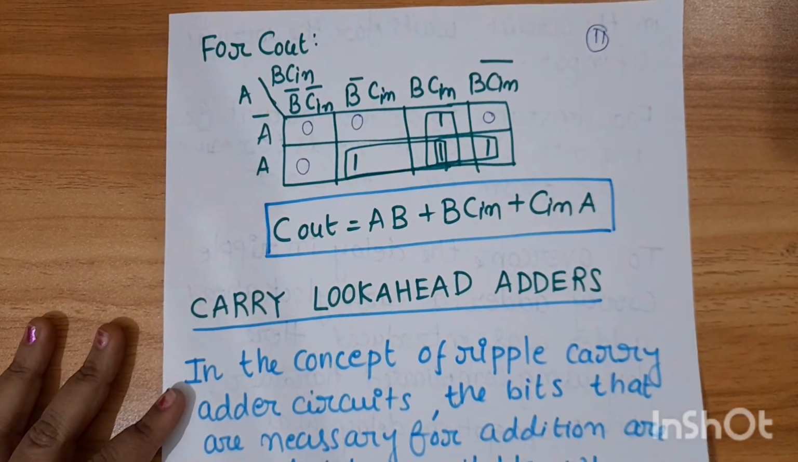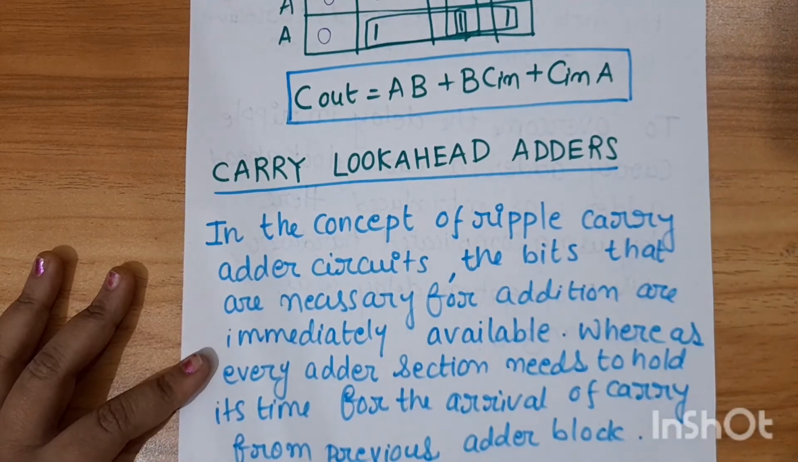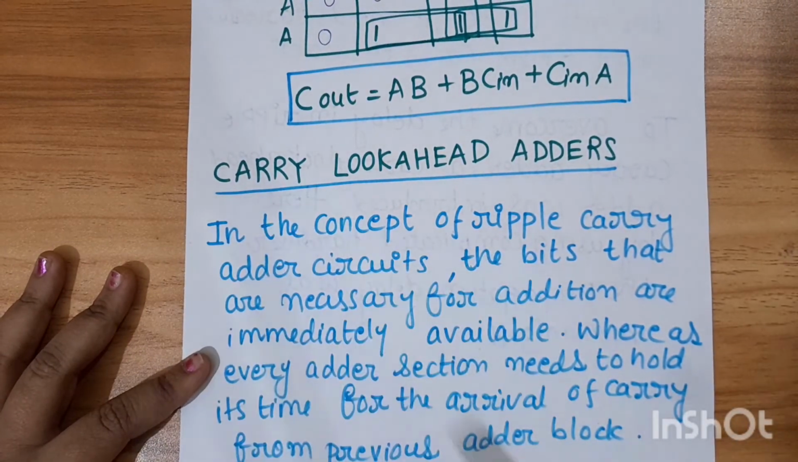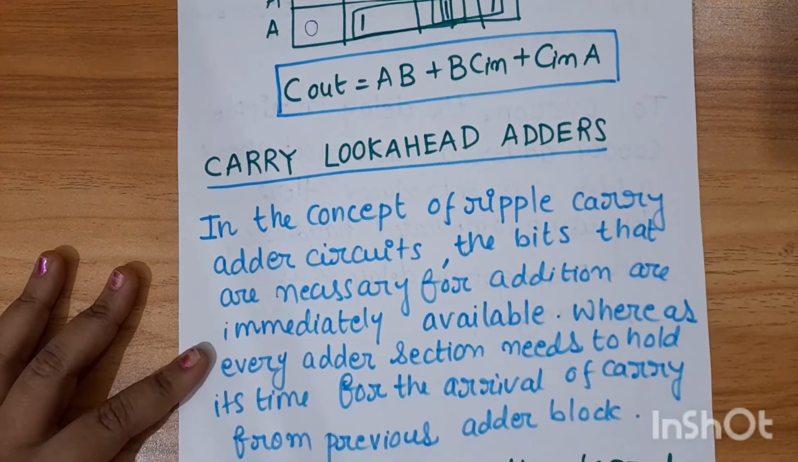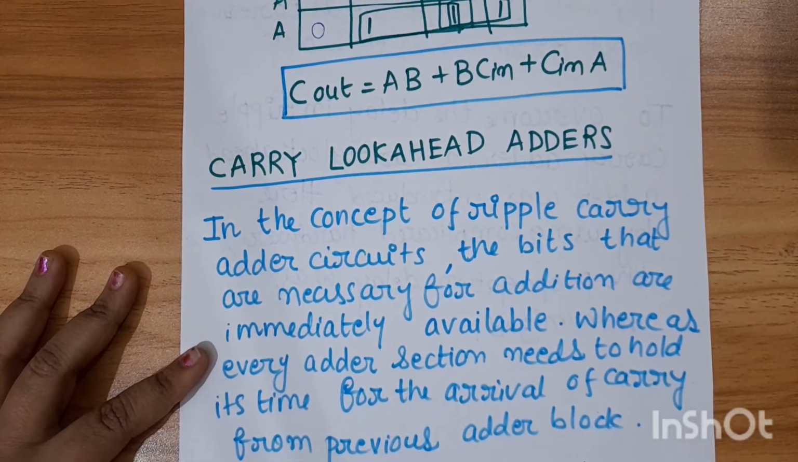Now carry look ahead adder. We will not go into the detail of that, but we will look at why we go for carry look ahead adders. So in the concept of the ripple carry adder circuit, what is the ripple carry adder circuit? What happens? The output of the full adder comes as sum and carry.